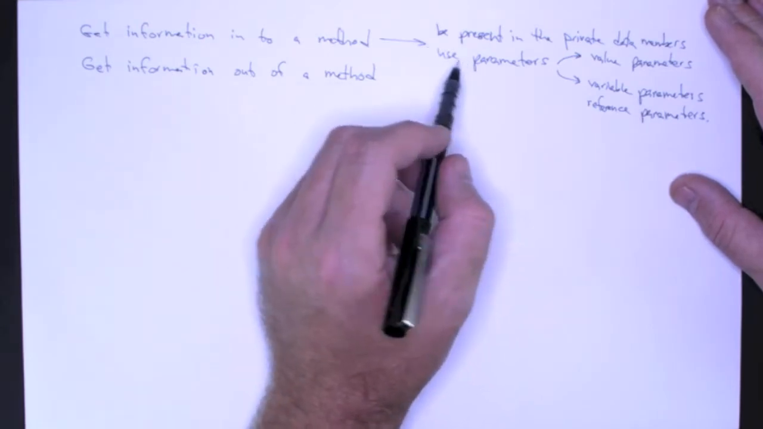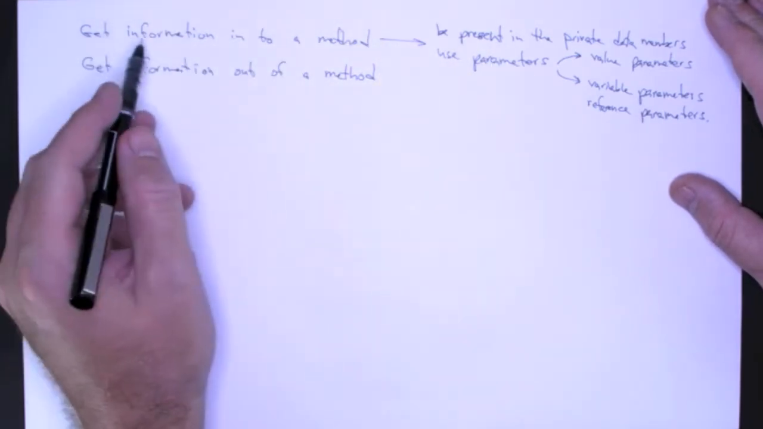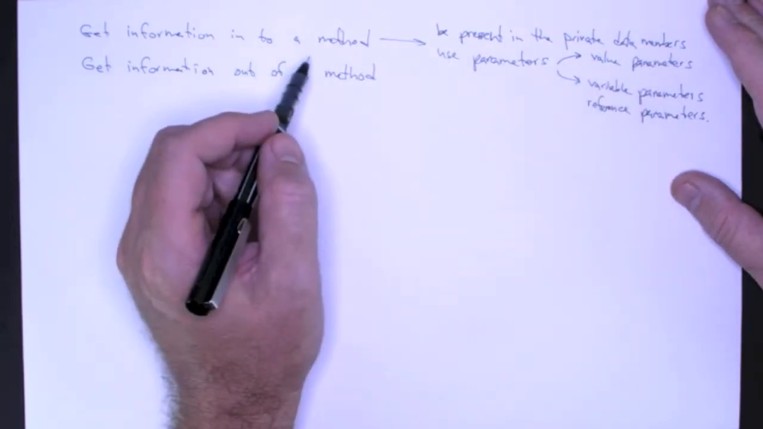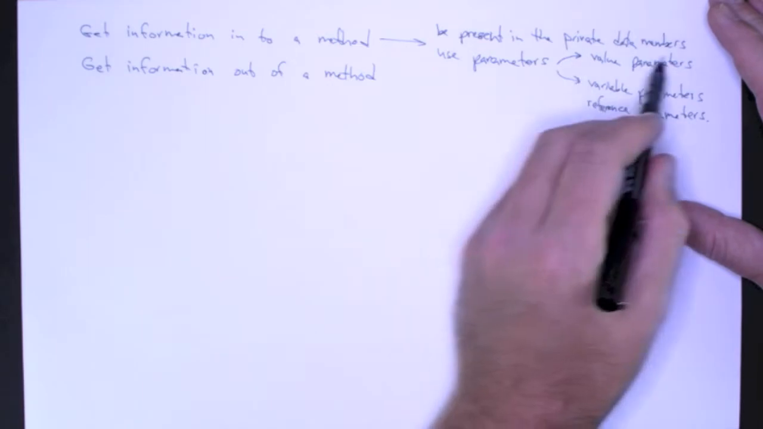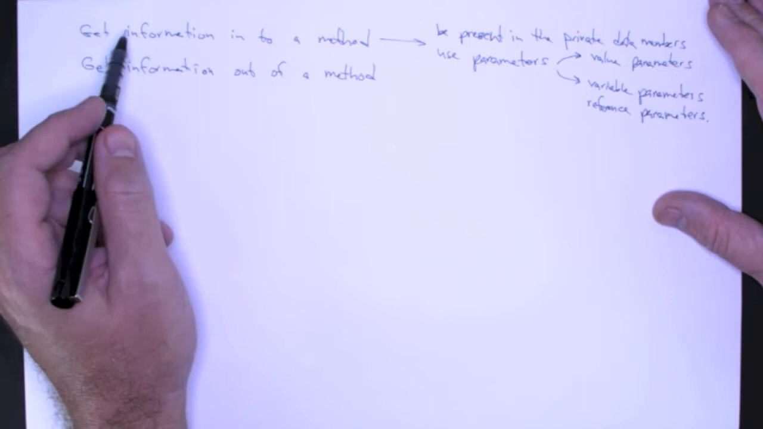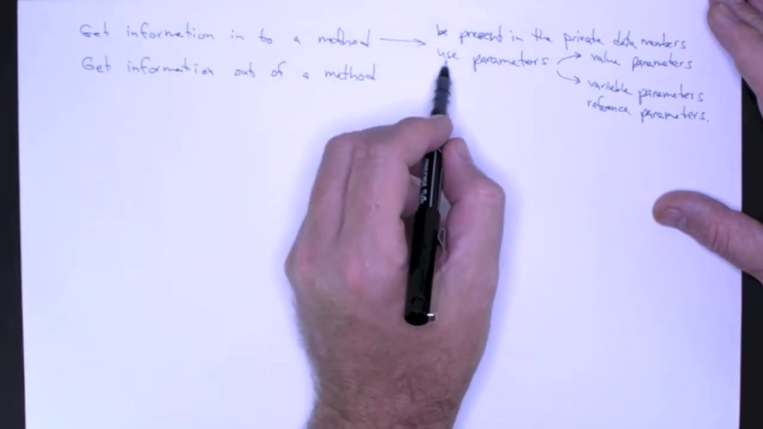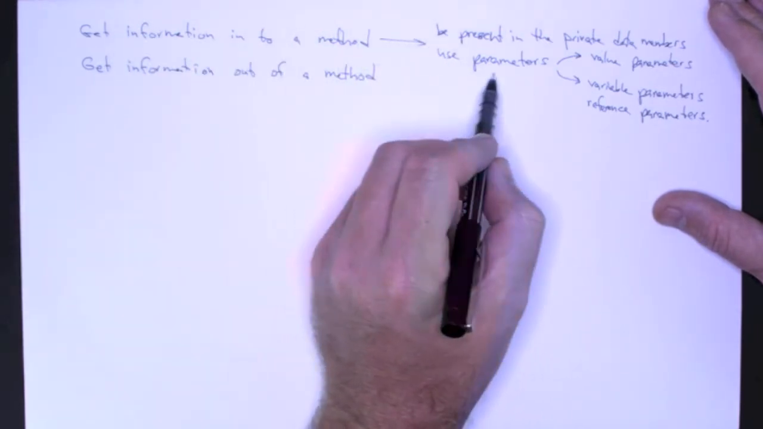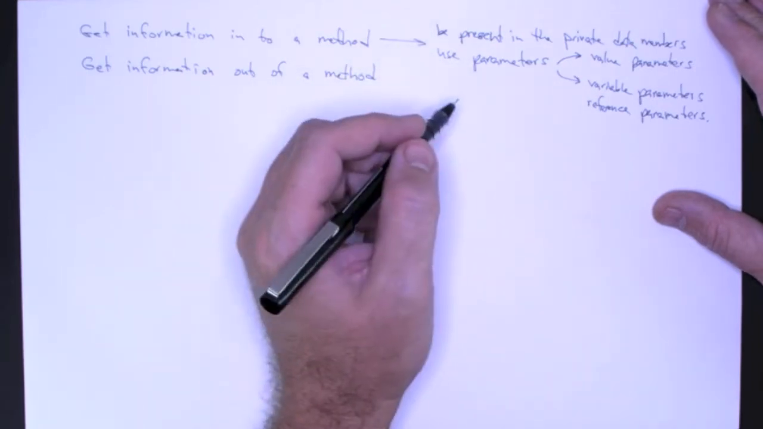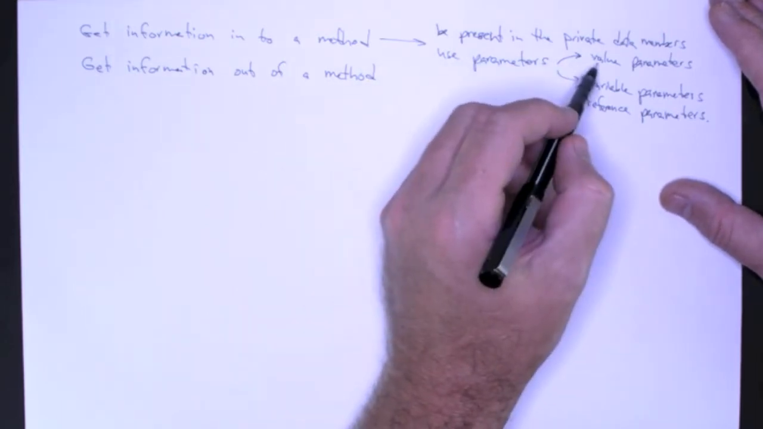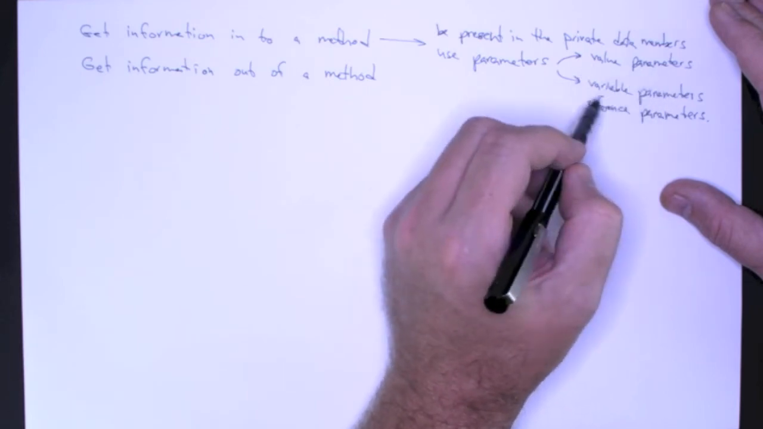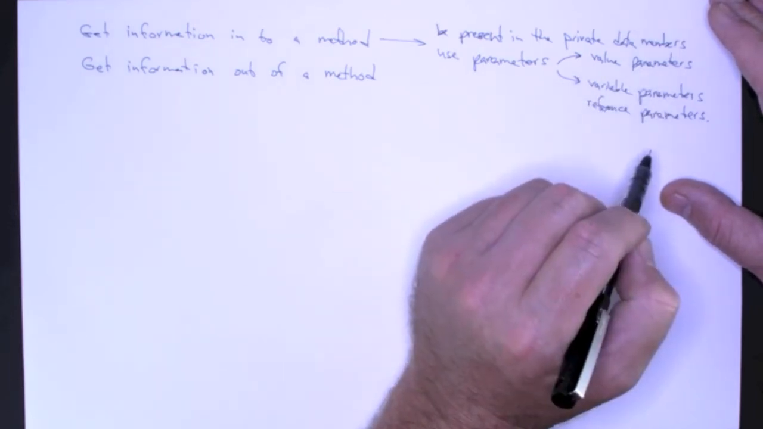What we're doing here is, if the method is operating on the private data members, then it may have all the information it needs to compute whatever quantity, the average or the tax rate or whatever it is. But if we have to provide information from outside the class, so for example, when we assigned a new value to a string object, then we have to pass that in through parameters. And there are two types of parameters, value parameters and variable parameters, and we'll talk more about that.